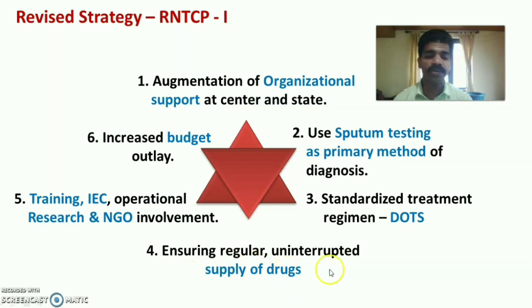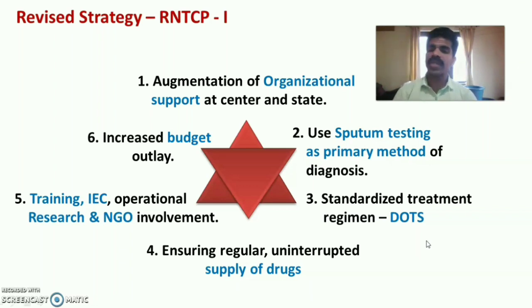So ensuring regular uninterrupted supply of drugs. The fifth revised strategy was training, IEC, operational research and NGO involvement in RNTCP programs. So training for the health personnel, information, education, communication in relation to tuberculosis control program in RNTCP. Then conducting various operational research in relation to tuberculosis control and prevention, and involvement of various non-governmental organizations in implementation of the RNTCP program throughout the country. That is training, IEC, operational research and NGO involvement.